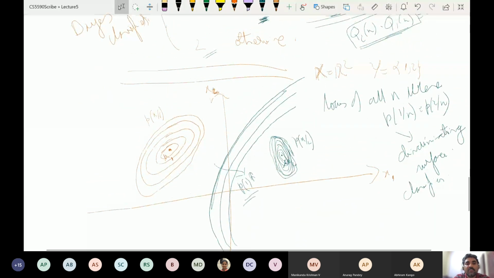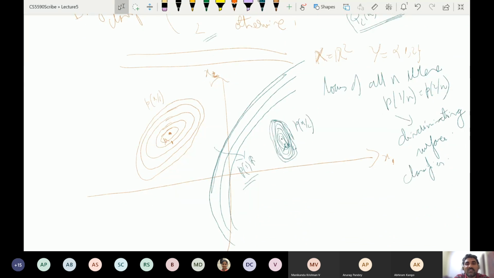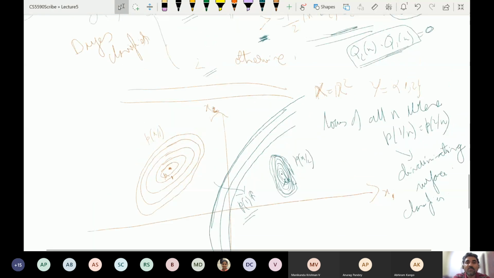So ultimately, if you give 0 prior to class 2, then independent of the class conditional, you will say all points are 1. Right? So that's a danger anyway.